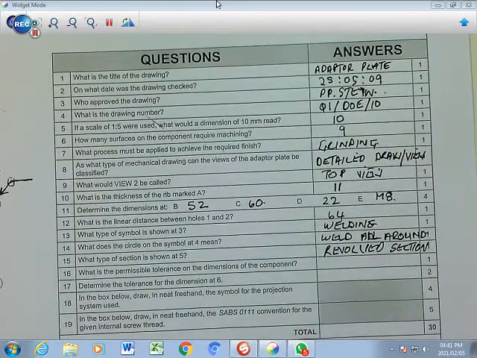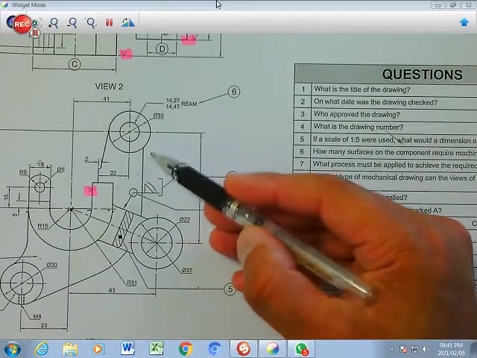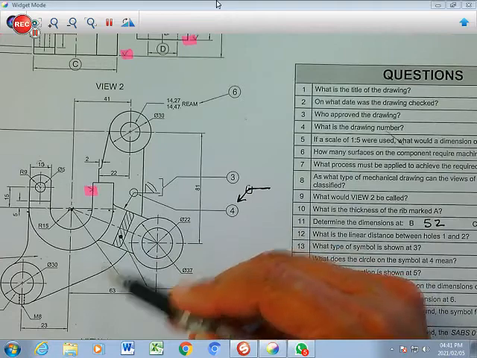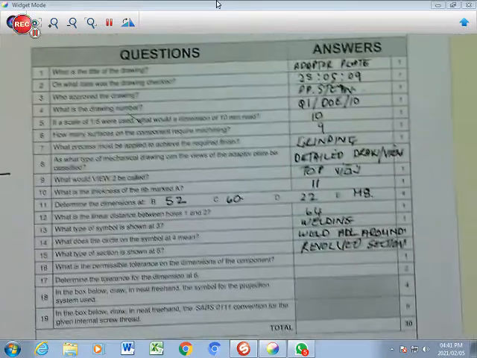It's a revolved section. If it was outside, that would have been outside here or outside there, aligned to that specific place. It would have been a removed section. Okay, let's go to the next question.